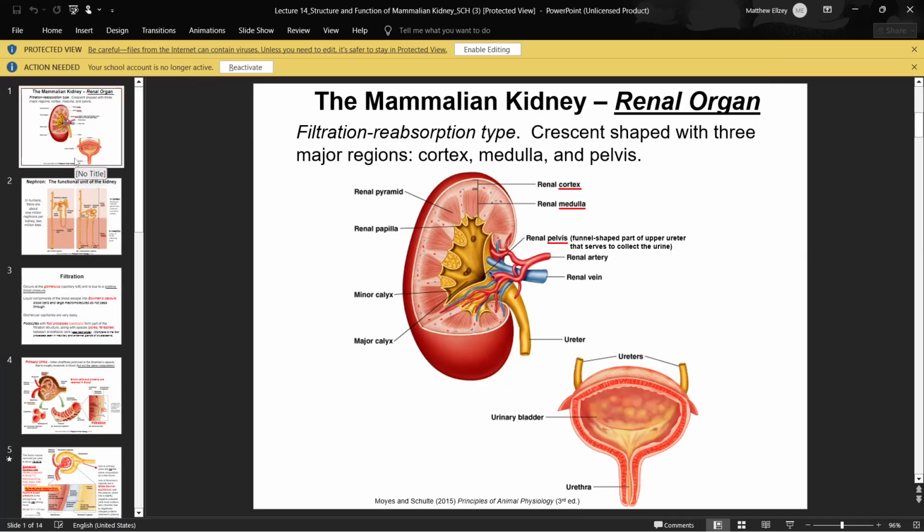All right, the mammalian kidney, or the renal organ. So, what type of organ is the mammalian kidney? It's a filtration reabsorption type organ, right? It's crescent shaped and has three major regions.